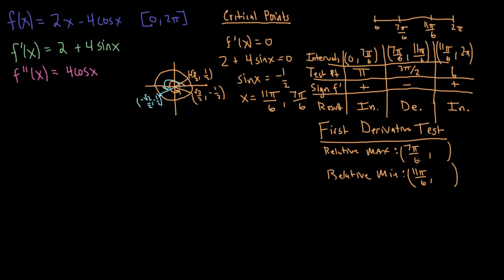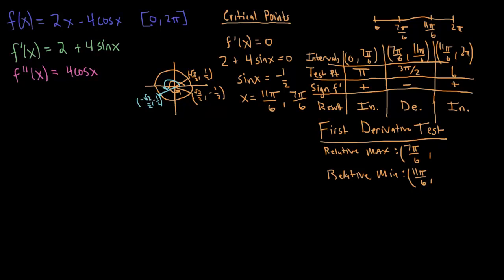Now let's figure out what those y values are. Again, to find the y values, you always have to go back to the original function. So let's look at 7 pi over 6. Oh, this is not going to be pretty. I might need to give some more room to my y values. If I evaluate f at 7 pi over 6, I'll have 2 times 7 pi over 6, so that's going to be 7 pi over 3. I'm going to have to write this down. I don't trust myself to do it in my head all of a sudden. So that's 7 pi over 3 minus 4 times cosine of 7 pi over 6.